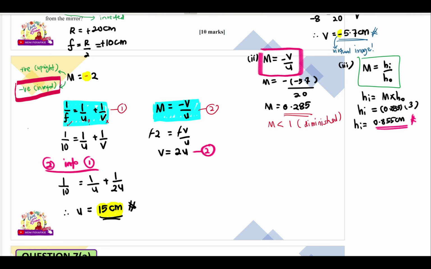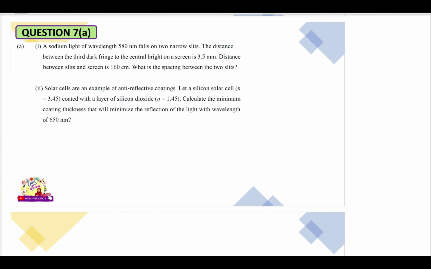So let's proceed to question number 7. Okay, question 7A. So we start with question 7A1 first. So we have a sodium light. The wavelength is given. Falls on two narrow slits. Okay, so this is the Young double slits problem. So the distance between the third dark. Baca betul-betul. Third dark fringe to the central bright fringe on the screen is 3.5 mm.